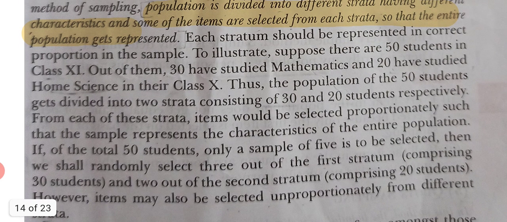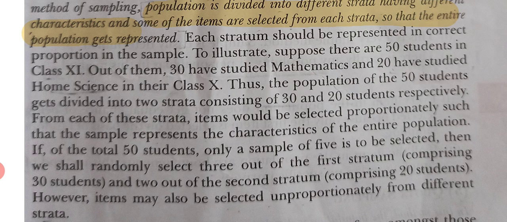For example, there are 50 students in plus 1; 30 students opted for mathematics in class 10th and 20 students opted for home science in class 10th. So these are representing different strata: one, the students of mathematics, and the other, the students of home science. So there are two strata.